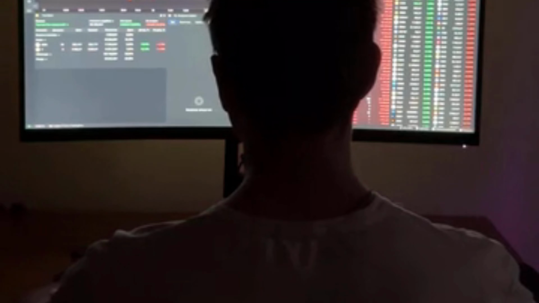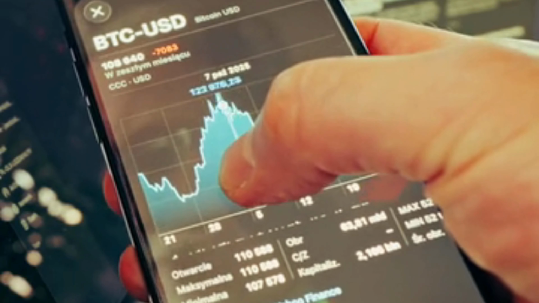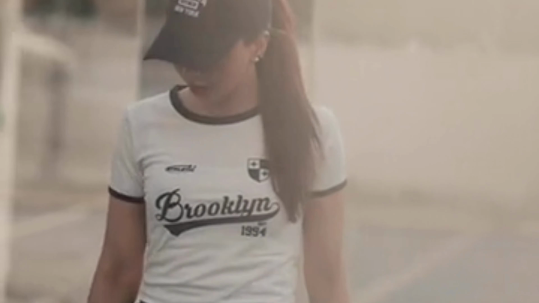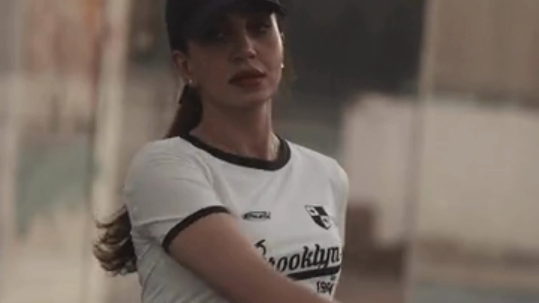You can have the best trading setup in the world, but without risk management, you'll still lose money. Rule number 1, never risk more than 2 to 5% of your balance on a single trade. If you have $100, that means risking only $2 to $5 per trade.